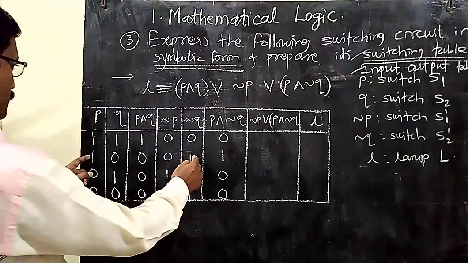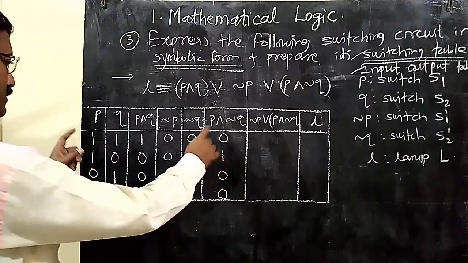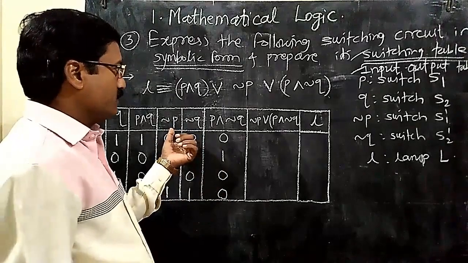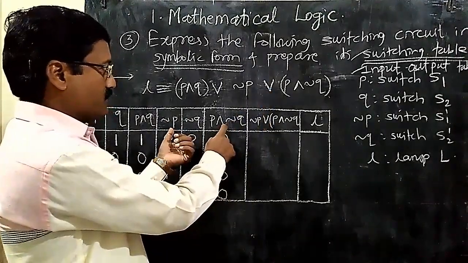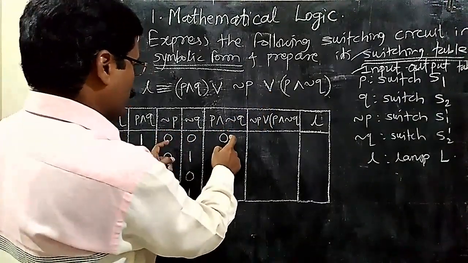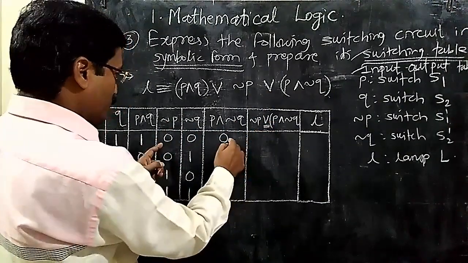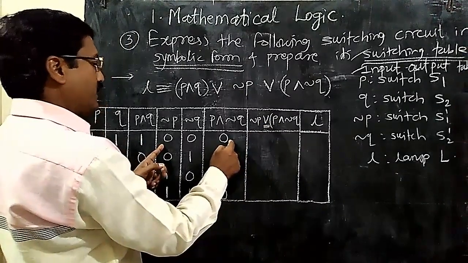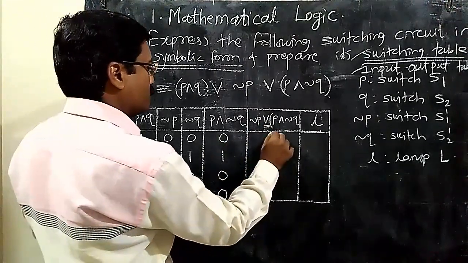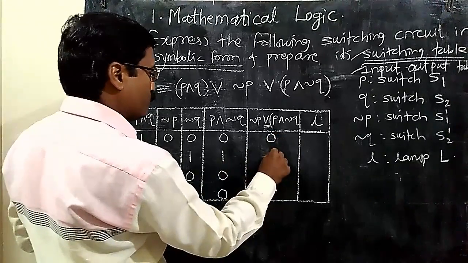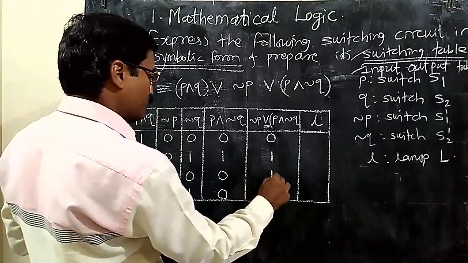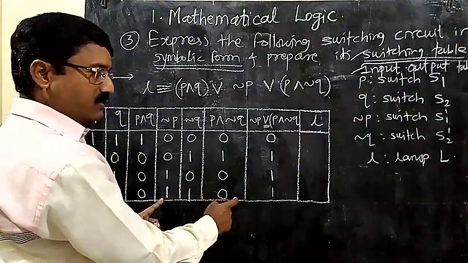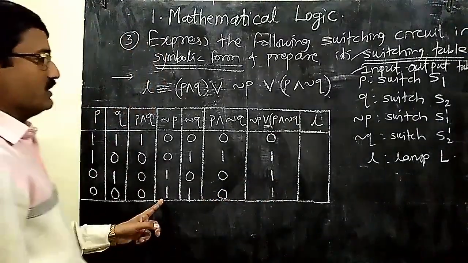Here both are 1. That's why we get 1. Otherwise 0. In the next step, negation P or negation P and negation Q. So this is the disjunction of these two. Disjunction means, for simplicity, let us consider it as addition. So 0 plus 0 is 0, 0 plus 1 is 1, 1 plus 0 is 1, 1 plus 0 is 1. But 1 plus 1, if two entries are 1, then still we will write 1.